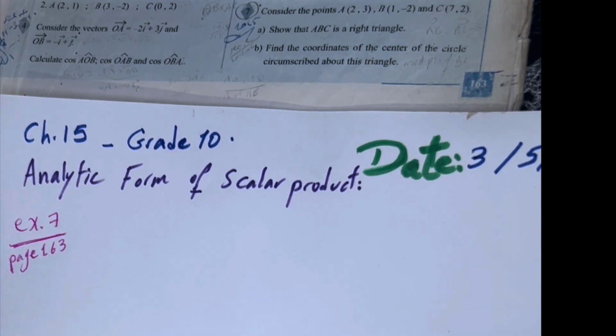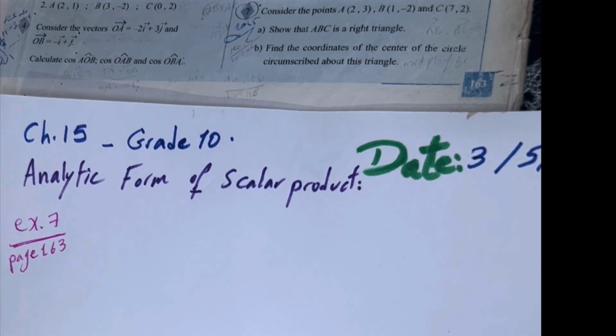Today we are going to solve exercise 7 from your book. In this exercise, we are asked to show that ABC is a right triangle, okay?